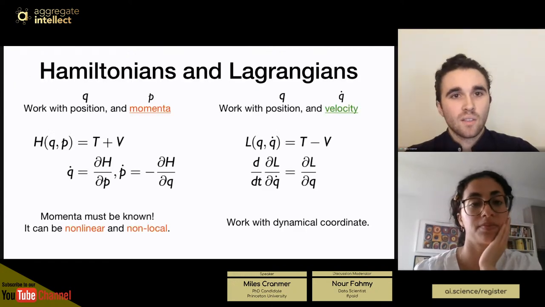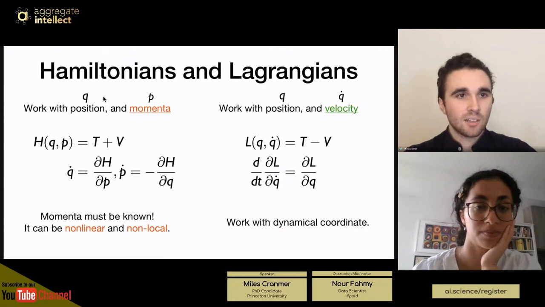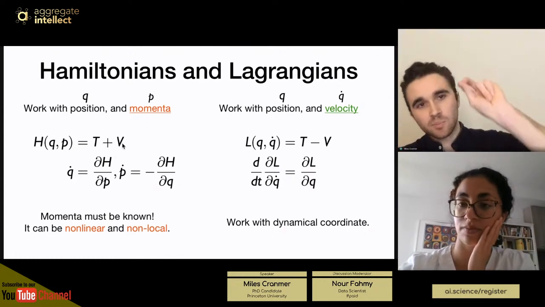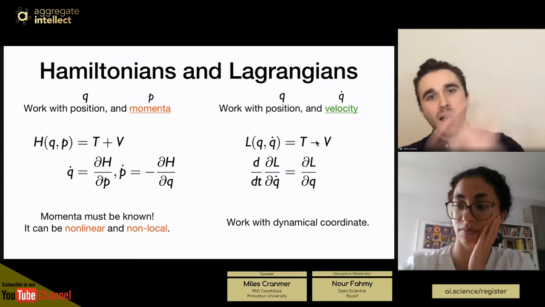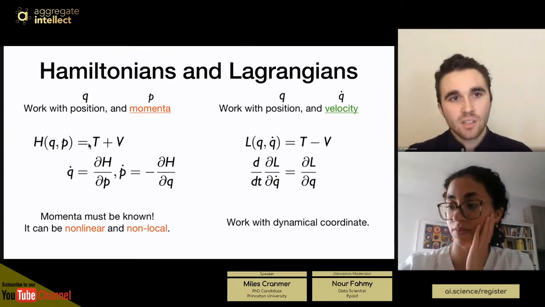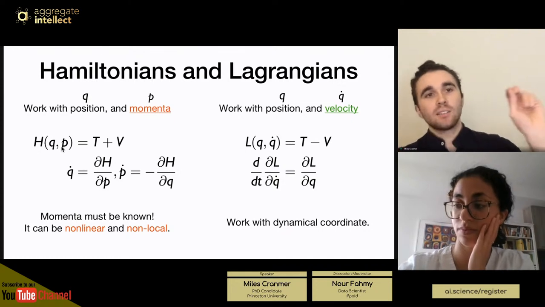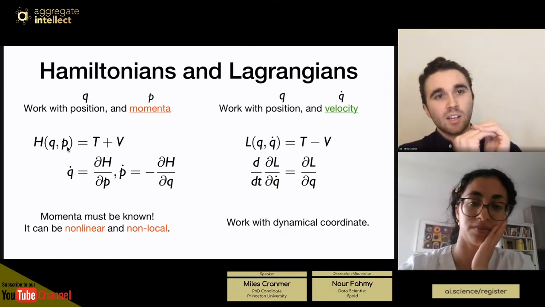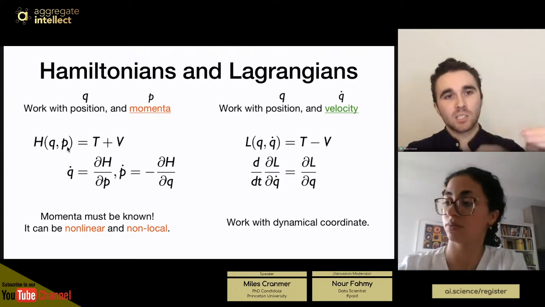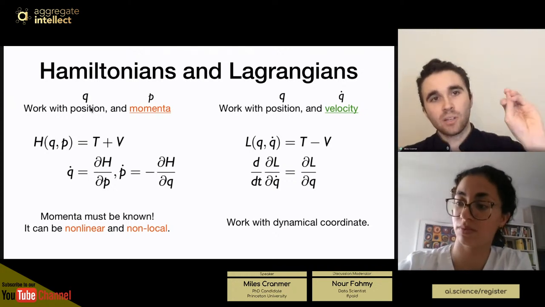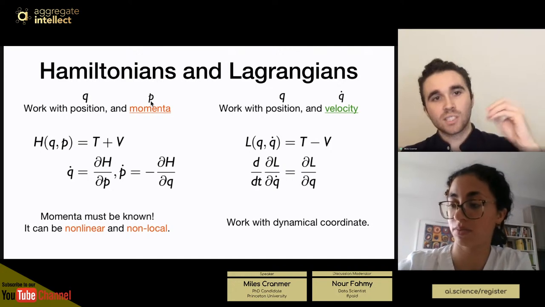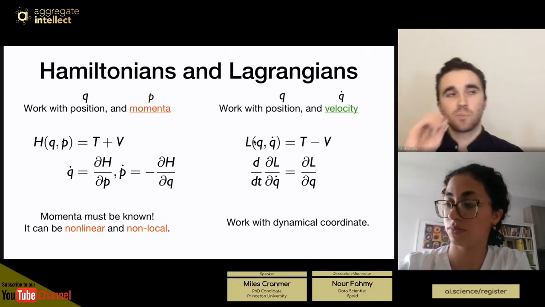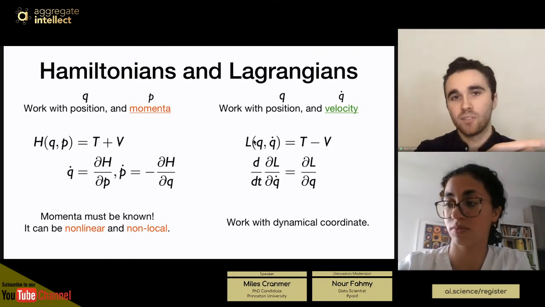So these are some differences between Hamiltonians and Lagrangians. Hamiltonian: kinetic energy plus potential energy. Lagrangian: kinetic minus potential. And a very important point is the input to a Hamiltonian. It really needs to be emphasized. The coordinates as input have to be this way. For the Hamiltonian, you have to put in the position and what's called the canonical momenta for the system. For the Lagrangian, you just put in the position and the time derivative of the position.